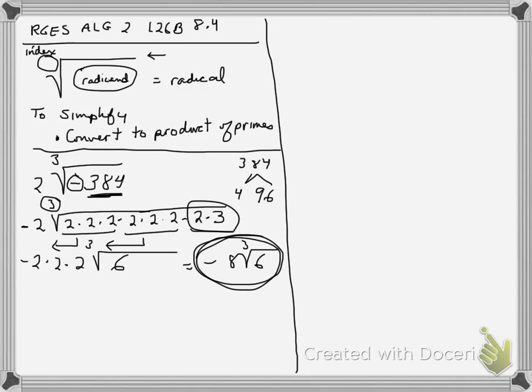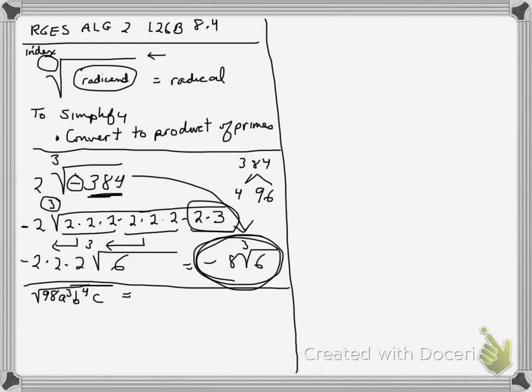This is the simplified version of the original problem. See how that works? So you're doing it by setting it into primes, taking out for every group the same size as your index. Okay, now let's look at a couple more problems then. Several more are like that, where you're just practicing your prime factoring.